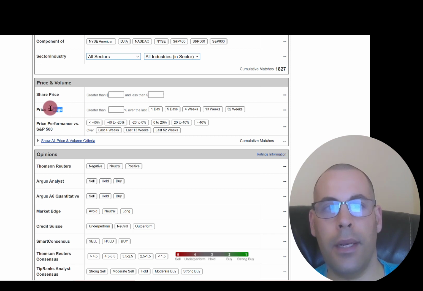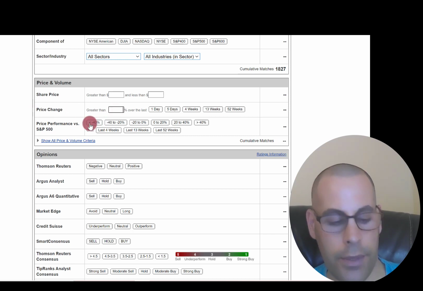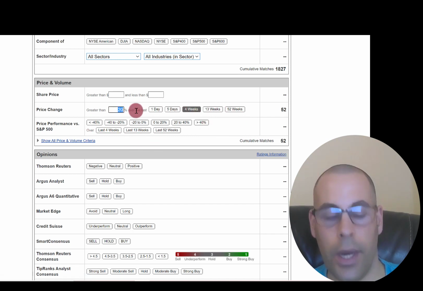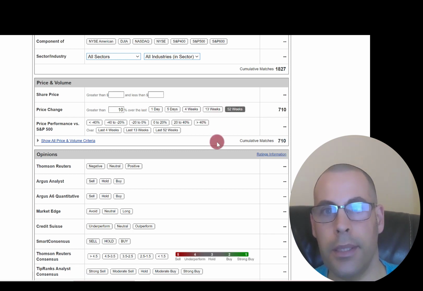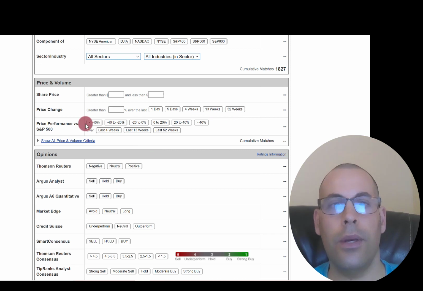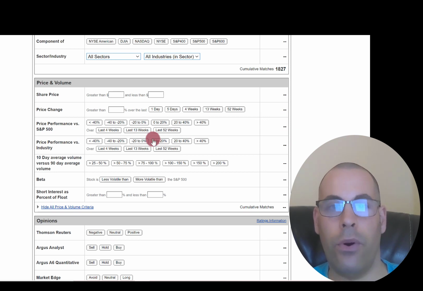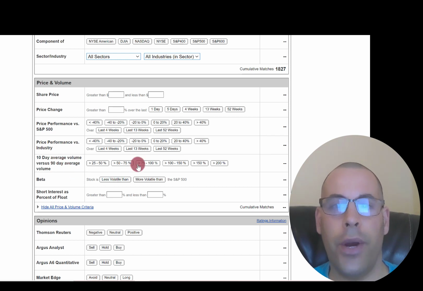If you like trading volatility, price change might help you. You can look for stocks that had greater than 20% price change in the last 4 weeks. Or you can do greater than 10% over the last 52 weeks. Whatever you want to do, I usually leave this blank. You can also choose stocks that increased a lot or a little relative to the S&P 500 over the past 4 weeks, 13 weeks, or 52 weeks. So if you choose below 40% over the last 52 weeks, there's 227 stocks. If you wanted to invest in stocks that outperform its industry between 0 and 20% over the last 52 weeks, you can do that as well. There's 335 stocks. You can also look at stocks that have high trading volume as well.